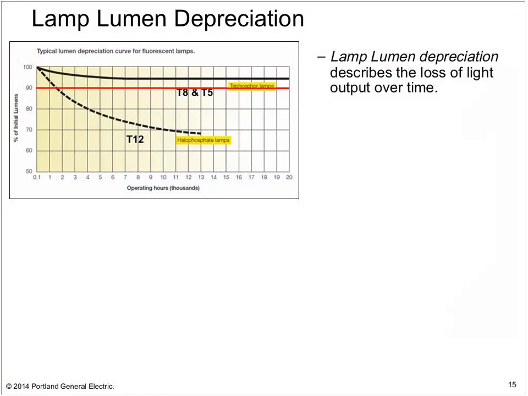So this graph illustrates the depreciation curve of a common T12 lamp and contrasts that with the T8 and the T5, which is much, much better. So a good light source should maintain 90% or more of its light output over time. So you can save energy by not having to overlight a space initially in order to allow for a significant loss of light over time.